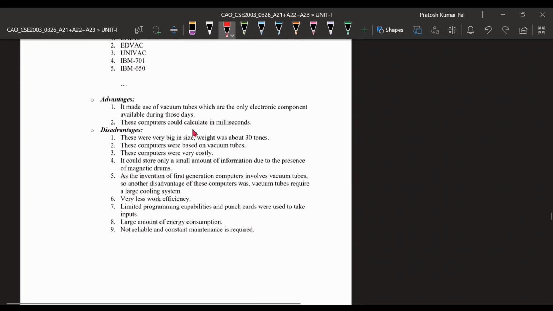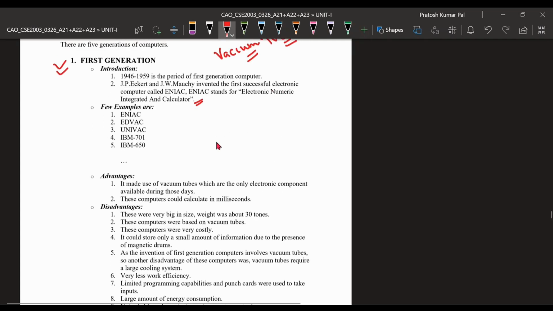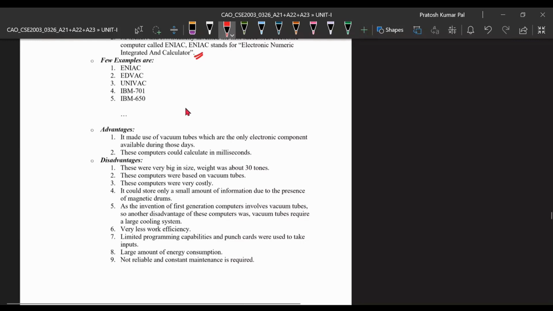There are different examples given. The advantage we can see: it made use of vacuum tubes. At that time it was an advantage to have a vacuum tube, which was the only electronic component available during those days. There were no transistors, so only the vacuum tube was the electronic device to implement that type of calculators. These computers could calculate in milliseconds. At that time they were calculating in milliseconds, but now in nanoseconds, an even smaller time.